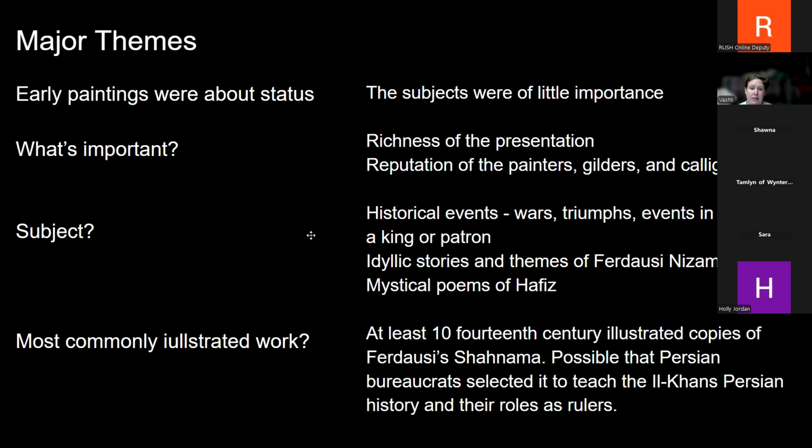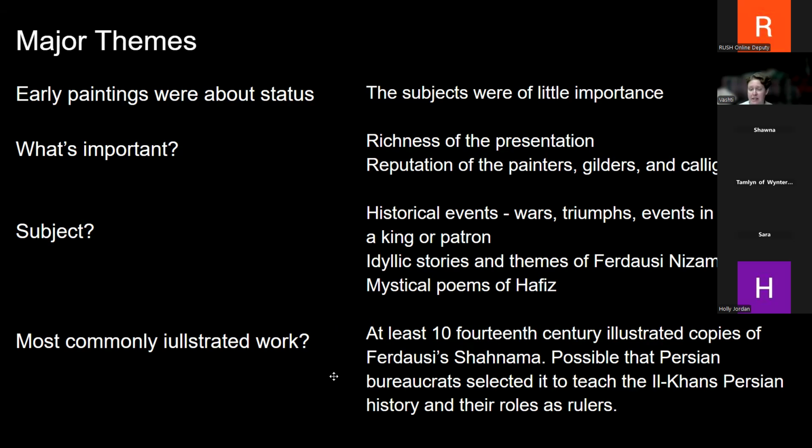So for subject matter, primarily at this point, we are looking at historical events, but much more to the glory of whoever is paying me to paint this thing. So the wars and triumphs of this guy or his ancestors, the origin myths, and then some mystical poems.